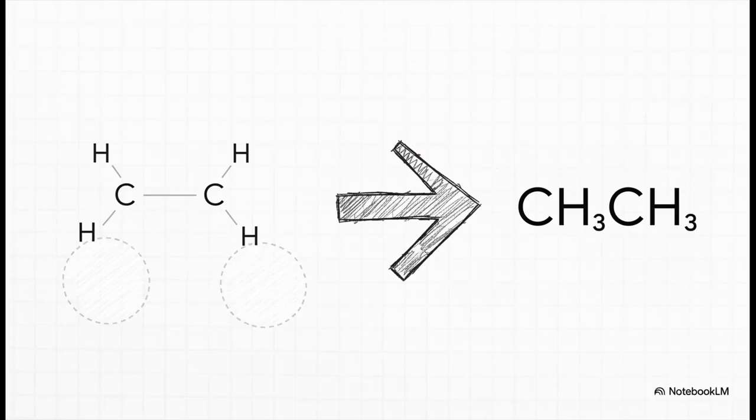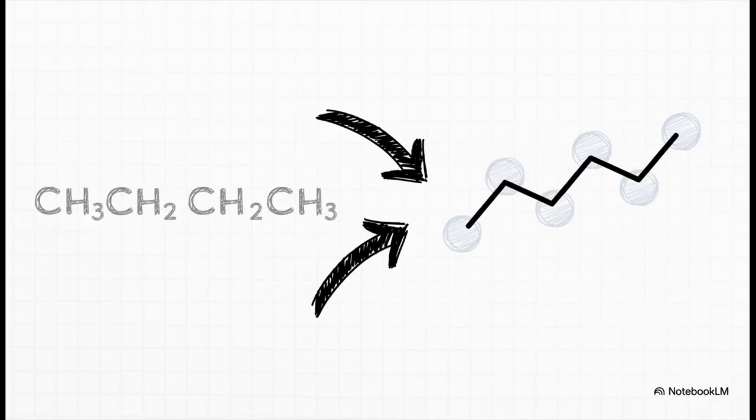Now to speed things up, we've got the condensed formula. See what's happening here? We're just grouping the hydrogens with the carbon they're attached to. It cleans things up a lot, gets rid of most of those lines, and it's way faster to jot down while still showing you how everything's connected. And that brings us to the grand finale, the real pro-level shorthand, the bond line formula. This is what you'll see most of the time. It's so elegant.